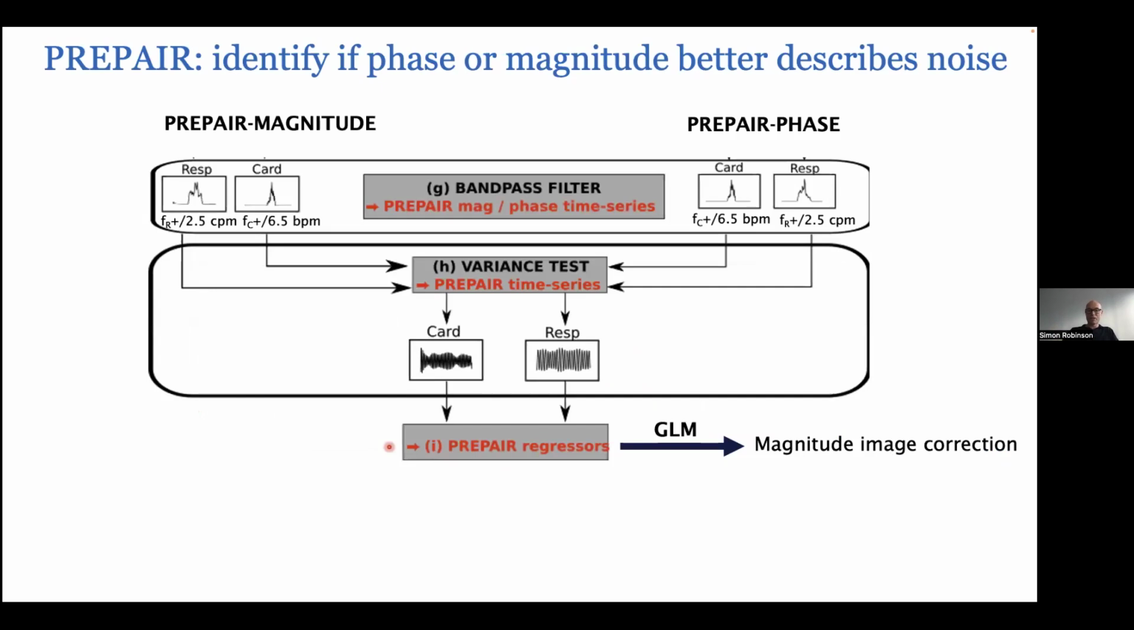So the next step in the processing is to define bandpass filters, both for respiration and cardiac action. And that gives us 4 time courses: cardiac and respiratory time courses, both in the magnitude and the phase. And then we see which of those, magnitude or phase, better explains the variance in the data. And we select that to generate regressors, which we then put in the GLM and see how much of those effects we can regress out.